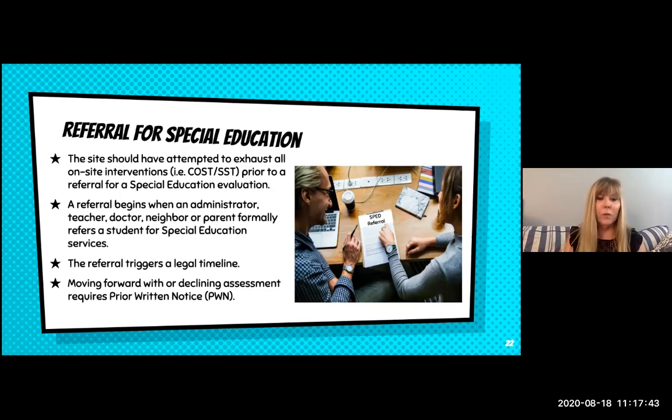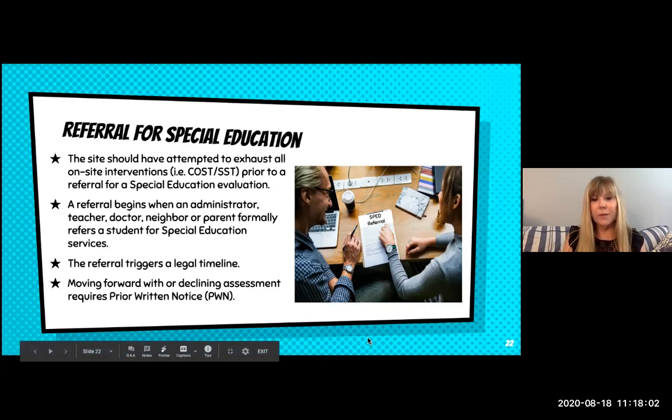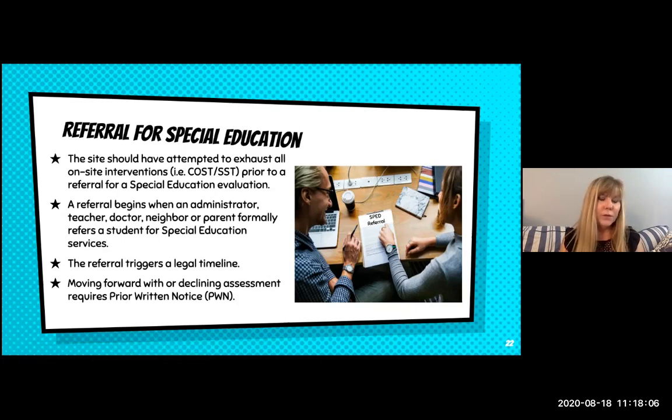Moving forward or declining the assessment requires what's called a prior written notice. That's one of the pages in the IEP. And that provides parent notice that we either will be initiating the assessment or denying their request for an assessment. And again, if we do deny that assessment, we must have significant data that shows that there are no areas of concern, no areas of deficit, and that we could defend that information should the parent challenge us.